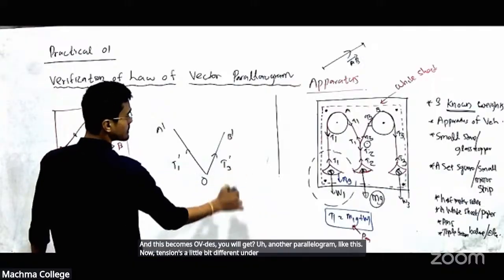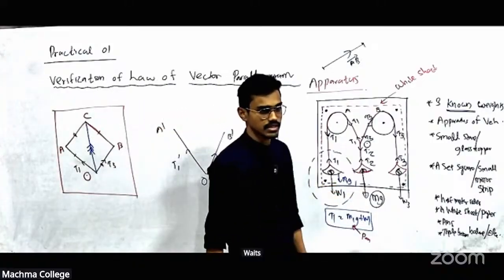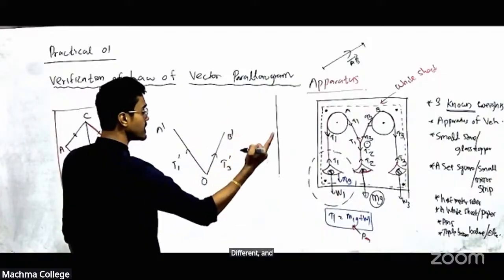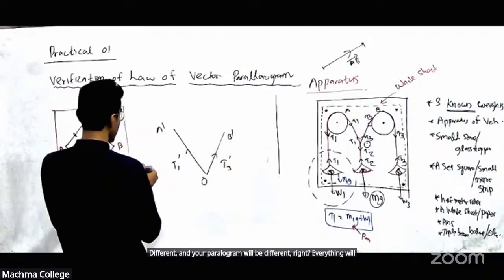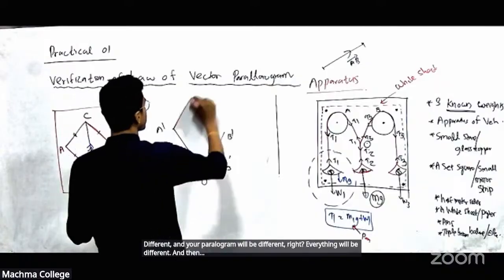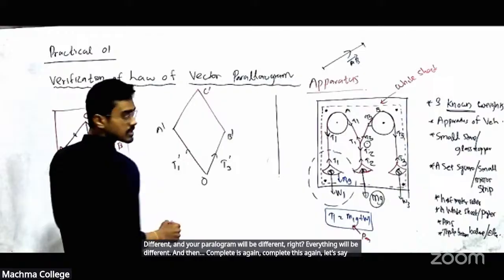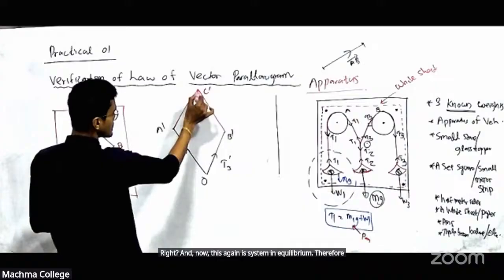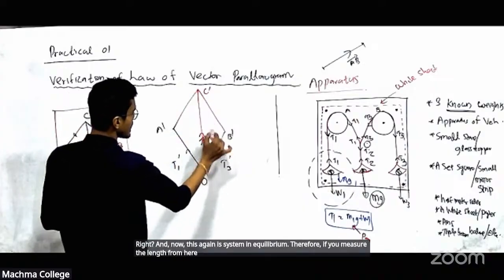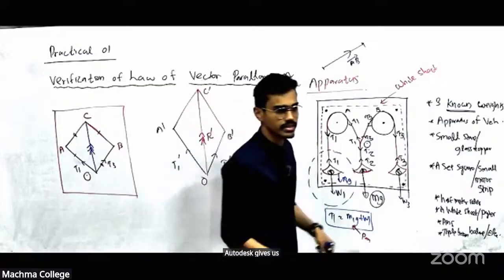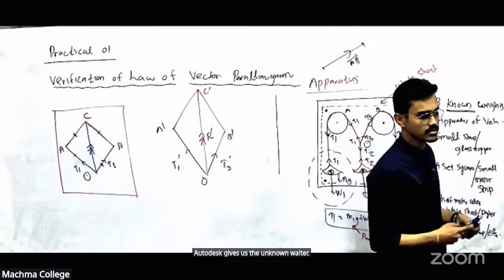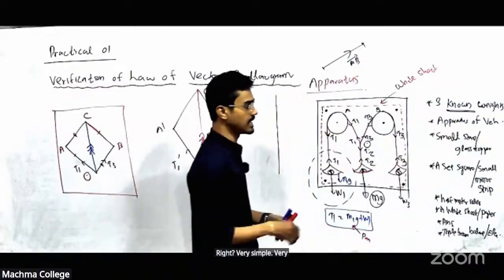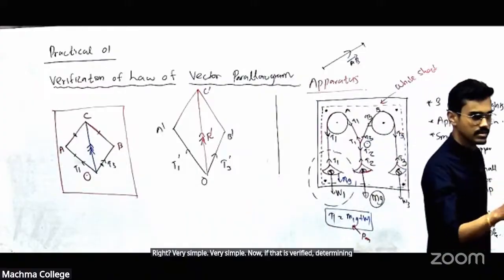Now tensions will be different. Why? Tensions are different because weights are different. Tensions are different, which means lengths are different, and your parallelogram will be different. Everything will be different. Then complete this again, let's say C dash. And now this is again a system in equilibrium. So if you measure the length from here, let's say R dash gives us the unknown weight. Likewise, the unknown weight can be determined. Very simple. If that is verified, determining an unknown weight is just one step away.